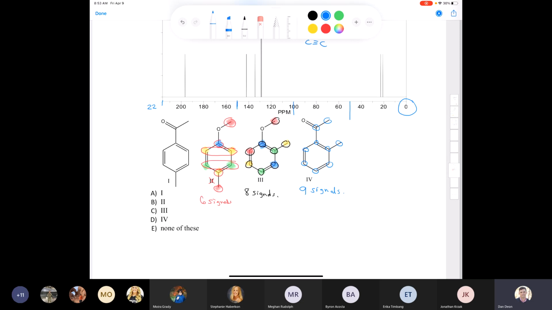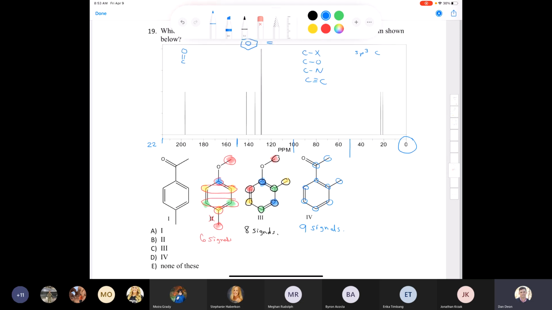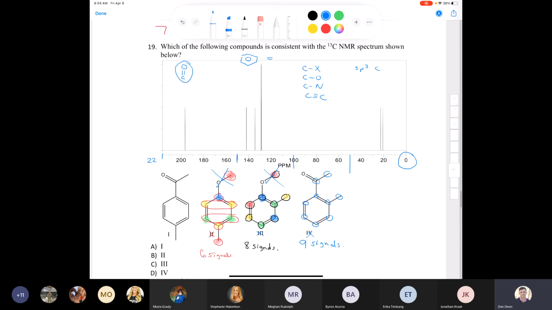A student asked, could I eliminate numbers 2 and number 3 based on the fact that there's no carbonyl, because I have to have a carbonyl? Absolutely. You could just say no carbonyl. Therefore, they aren't possibilities. I just wanted to review the number of signals, but that is definitely a faster way of doing it. Okay, so the answer is going to be number 1.